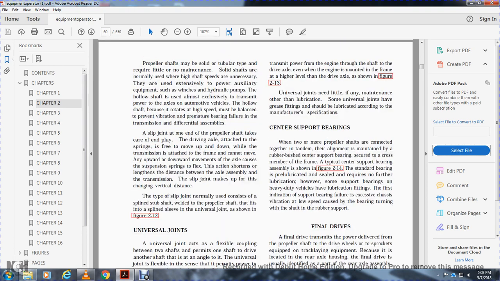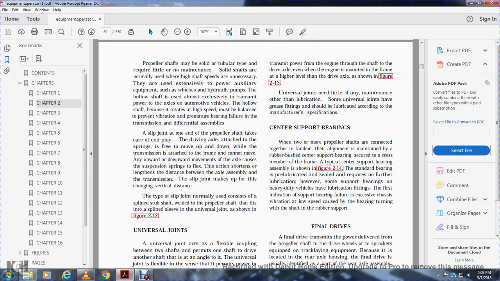The universal joint transmits the power of the engine shaft to the driving axle, with the engine mounted on the frame at a higher level than the driving axle, as shown in figure 213. Universal joints need little maintenance other than lubrication. Some universals have grease fittings and should be lubricated according to the manufacturer's specifications.